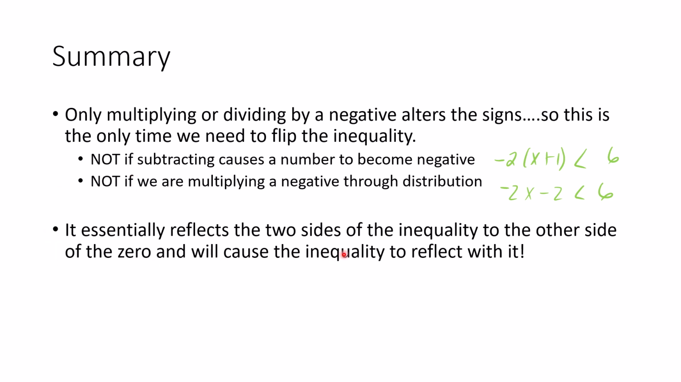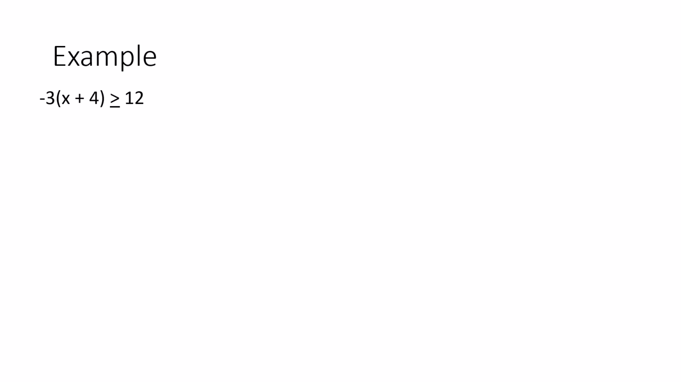It essentially reflects the two sides of the inequality to the other side of the zero and causes the inequality to reflect with it. So if you're looking at something like a number is less than a number, the whole thing flips around, like this flips and this flips, and then it has to flip along with it. So everything flips. Here's an example so you can see this in action, okay?